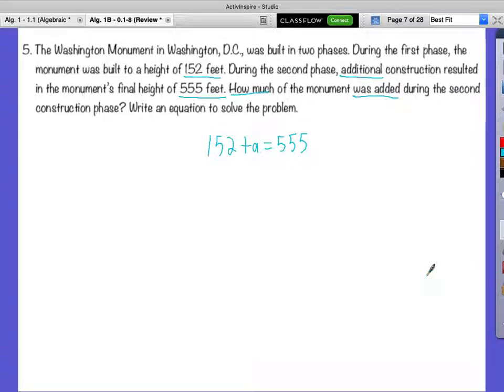Okay, so we subtract 152. We know addition and subtraction are opposites, so do it to both sides. A is equal to, okay, 5 minus 2 is 3, 5 minus 5 is 0, and 5 minus 1 is 4. 403. What would be our label here? In a word problem, we need some sort of label. It'd be 403 ostriches? No, 403 feet, right? Okay, we added 403 feet.